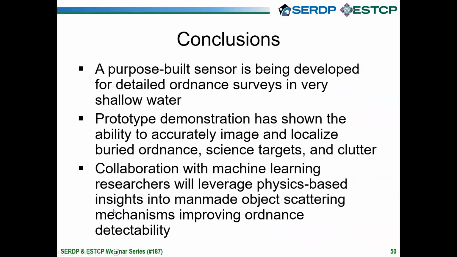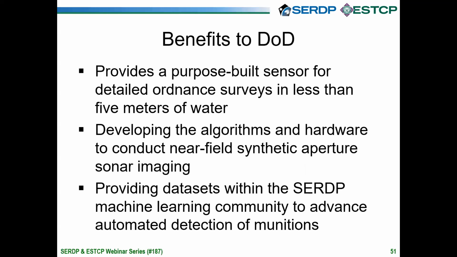So in conclusion, this program has really focused on building a purpose-built sensor for detailed ordnance surveys in very shallow water. Our prototype demonstrations have shown that we have the ability to accurately image and localize buried ordnance, the science targets, and clutter. And one of the things that we've really focused on is trying to build up strong collaborations within SERDP's machine learning research community to help those teams leverage physics-based insights into the scattering mechanisms that we believe can help distinguish man-made objects from clutter to improve ordnance detectability.